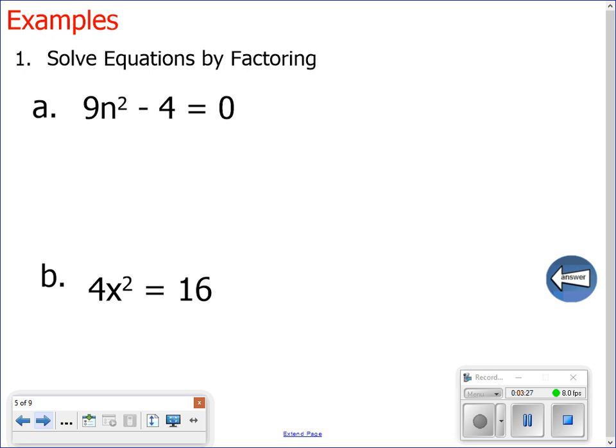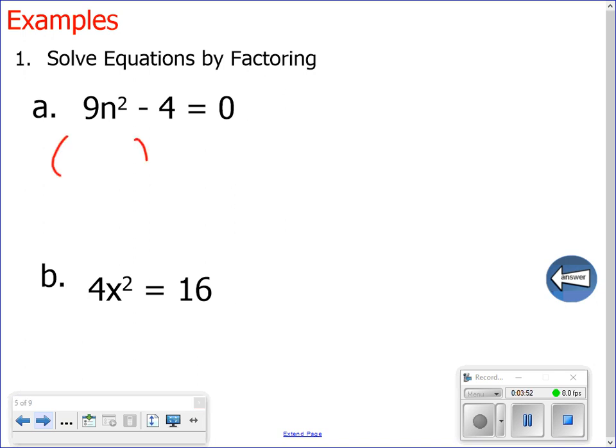So I look at A, and I know this is a difference of squares. There's 2 terms here. The first term is a perfect square. The last term is a perfect square. And it's separated by subtraction. I still want to look for a greatest common factor, even if I have a difference of squares. So I'm looking at 9 and 4. There's no GCF between that. So I'm just going to factor this how we would factor every other difference of squares.